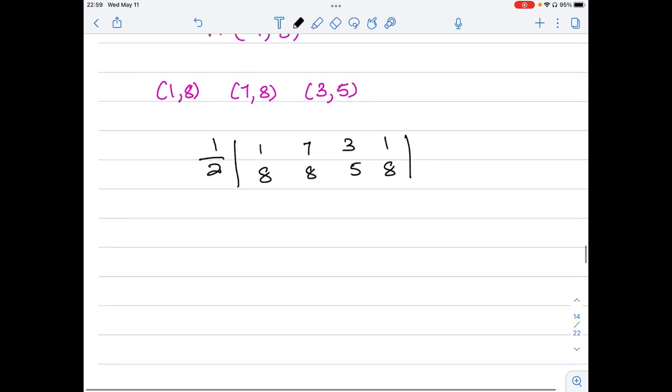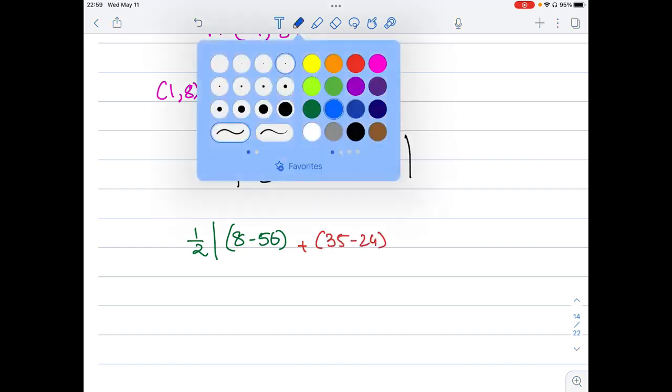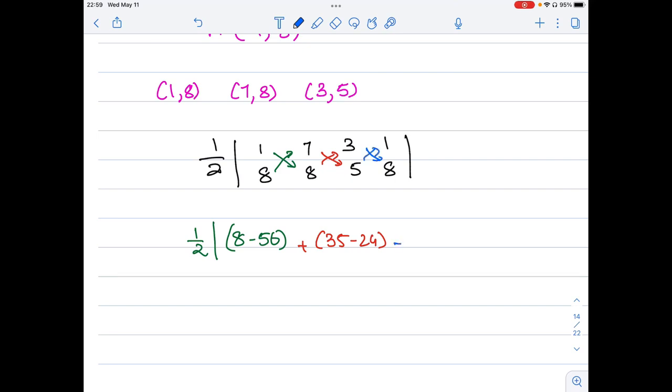Different methods can be followed. So then I do AD minus BC 3 times. So 1 upon 2 times 8 minus 56. Next time again I do AD minus BC, add it out, 35 minus 24. Then one more time I do AD minus BC, which is 24 minus 5.